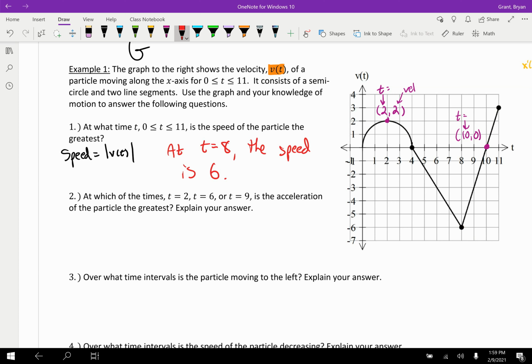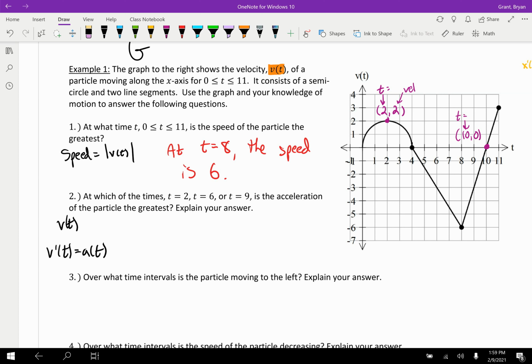Well, if we're looking at acceleration here, we need to remember we have the graph of velocity. So how do we determine values of acceleration? Well, acceleration is the derivative of velocity, which means if we want to know things about the derivative, we should look at the slopes. The derivative always measures the slopes of this graph.